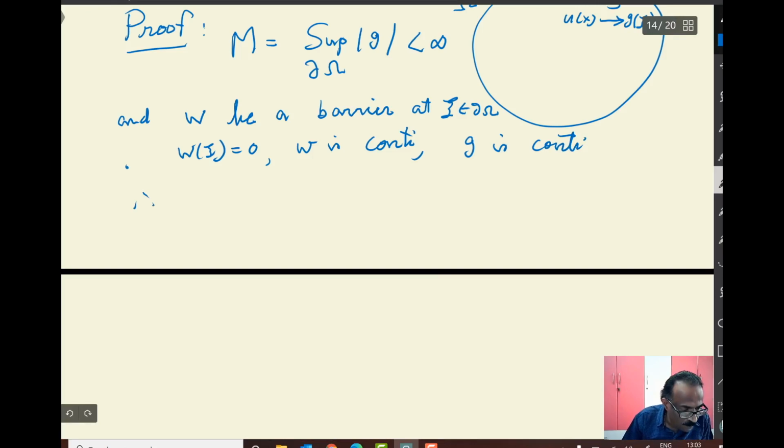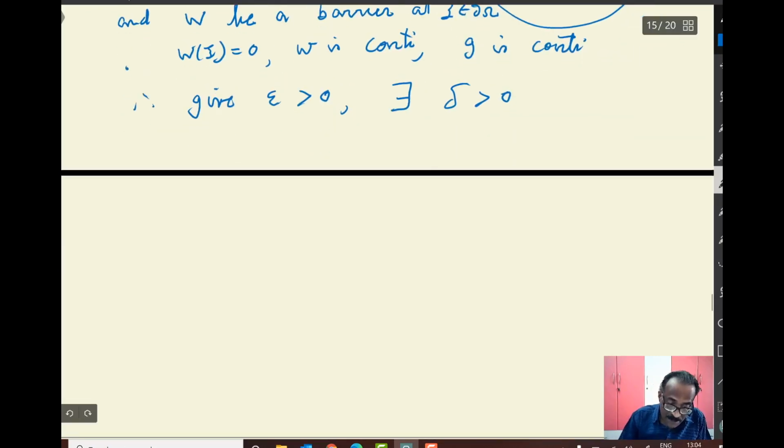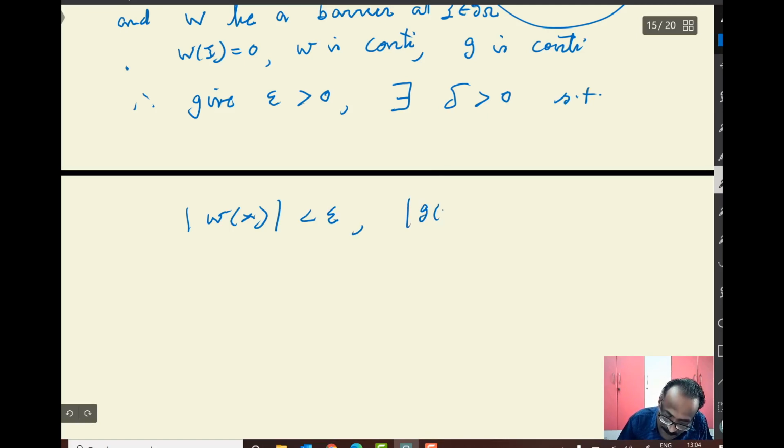Therefore, for given epsilon greater than 0, there exists delta positive such that W of psi is equal to 0 and W is small enough, such that the modulus of W(x) is less than or equal to epsilon, and mod g(x) minus g(psi) is less than epsilon.